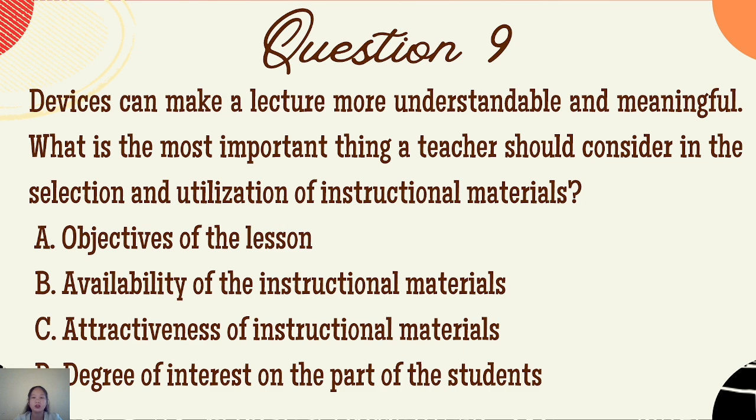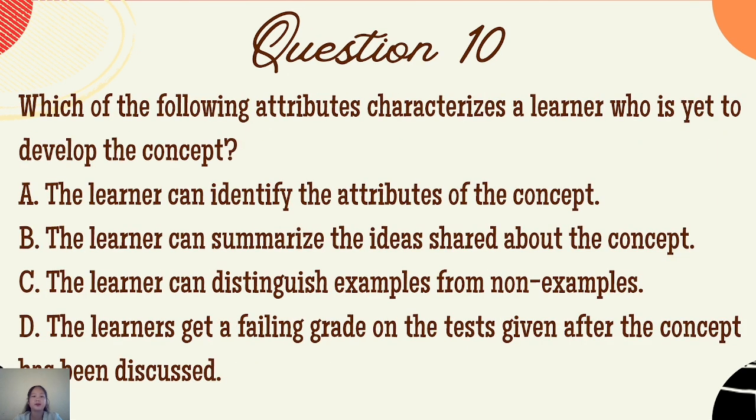Now let's go to question number 10. Which of the following attributes characterizes a learner who is yet to develop the concept? So, the correct answer is letter C. The learner can distinguish examples from non-examples. Recognizing examples and non-examples shows that the student is beginning to understand the concept, but true mastery comes when they can apply it independently.